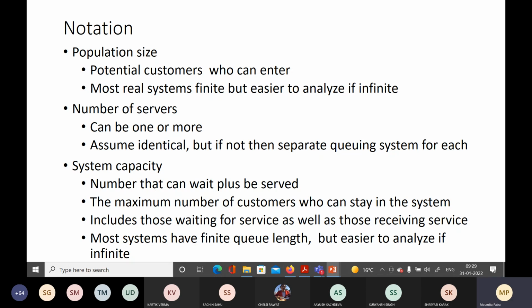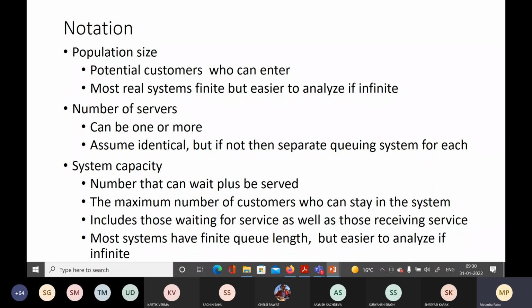Now, if they are not identical, suppose you still want to consider a system where the servers are totally different from each other, but there are multiple servers in the system. What you do is consider those servers with their queues separately. You consider those as different queues altogether, and you can find out the values separately for those different queues. So this is for the number of servers.